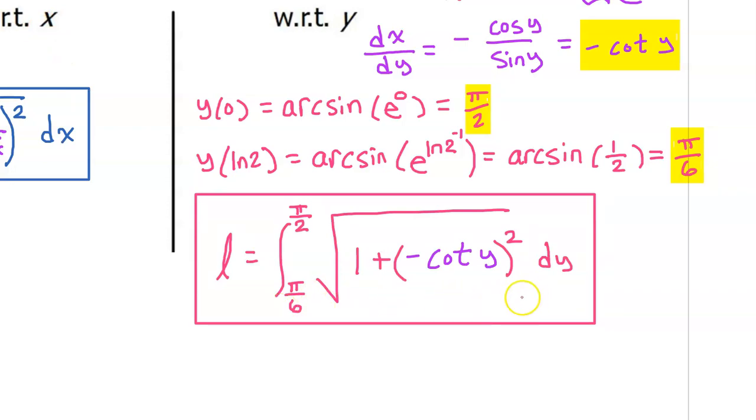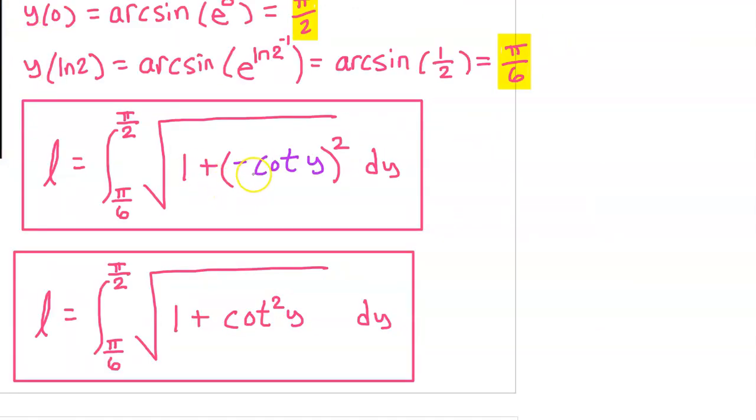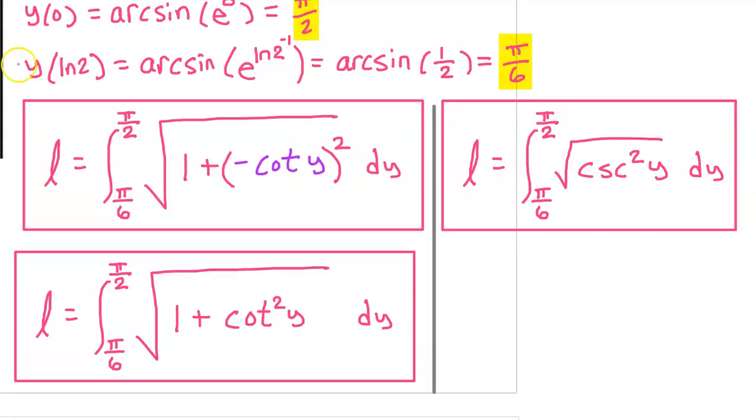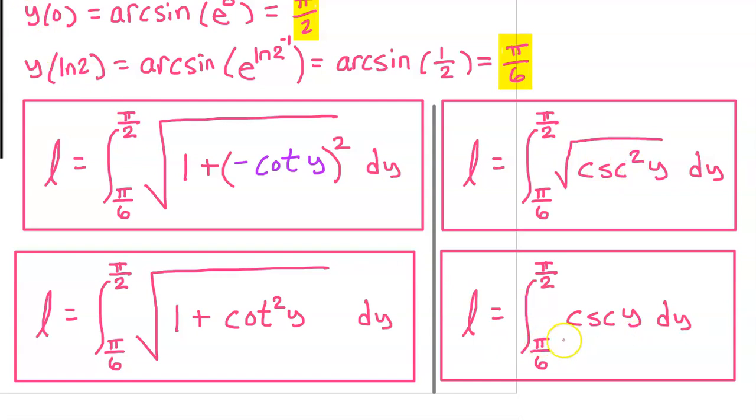So this is one version of the answer, but this does simplify quite a bit. First of all, when you square something negative, it becomes positive. So we could write it this way. Better yet, if you remember your Pythagorean identities, 1 plus cotangent squared is equal to cosecant squared. So now we have this. But better still, the square root and the squared cancel each other out. So this is the simplified version that you would probably find as an option on a multiple choice question.